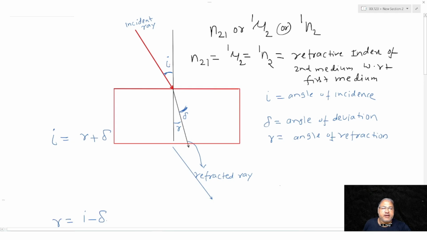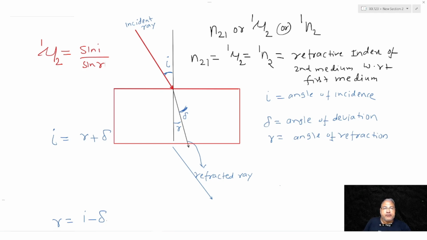Now, refractive index is obtained by using the angle of incidence and the angle of refraction, that is, by using Snell's law. The refractive index of the second medium with respect to the first medium equals sine I upon sine R. By using this formula, we can easily find the refractive index.